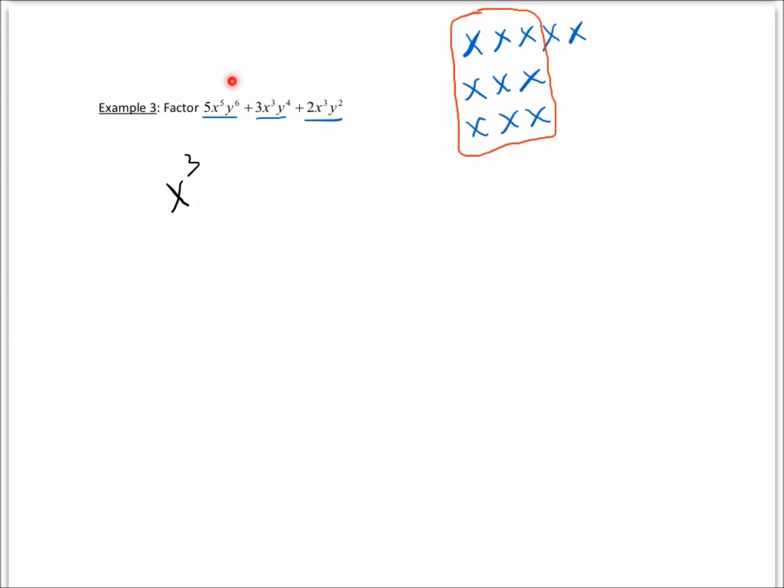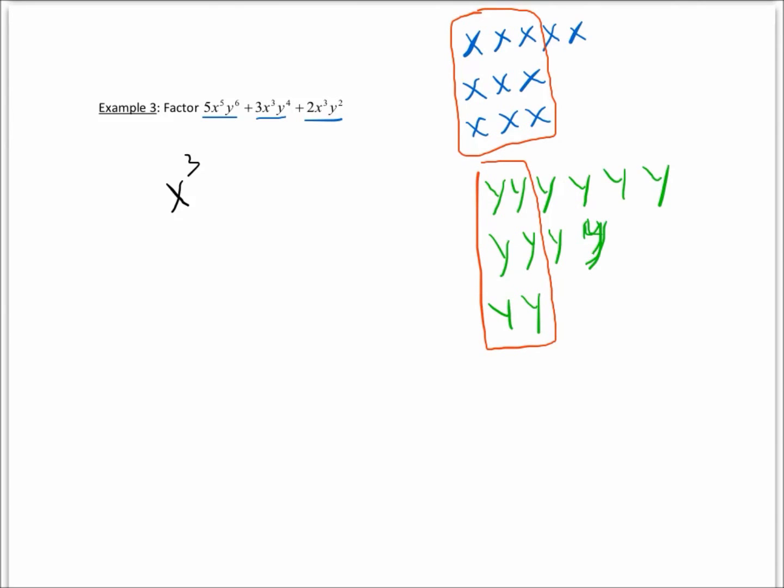But look at the y's. 6 y's, 4 y's, and 2 y's. We can write that off to the side. 6 y's, 4 y's, there's our y, and 2 y's. In common, they all have 2 y's. So part of my GCF is going to be y squared. So now I'm ready to include what's left over. Let's make room by getting rid of some of these things over here.